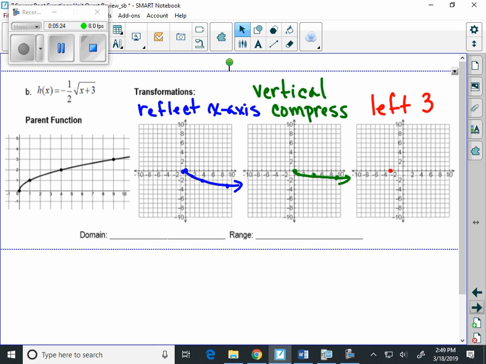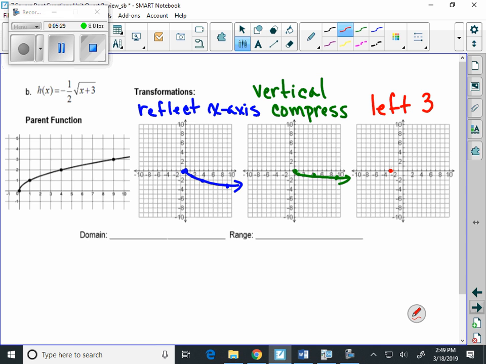I'm trying to move it just a little bit more. But (1, -1/2) is going to move to (-2, -1/2). And (4, -1) is going to move to (1, -1). And (9, -1.5) is going to move to (6, -1 1/2). And there's our picture.